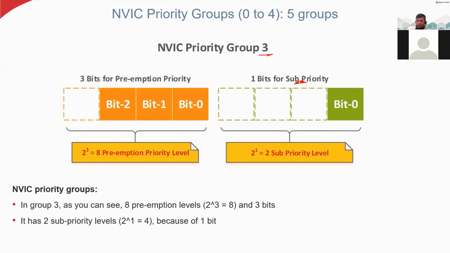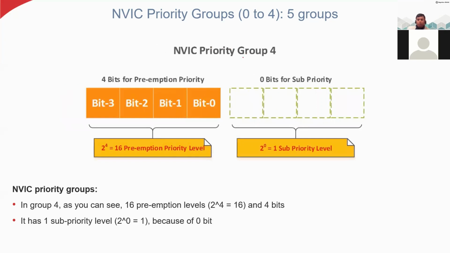So we have 2 sub priority levels, because this is just 1 bit, either it's going to be 0 or 1. So this is sub priority level 0 or sub priority level 1. Okay, so this is for group 3. And group 4, this preemption block has 4 bits, all the bits, and sub priority has no bits at all. So that is 0 bits. So now the level calculation is 2 to the power 4 is equal to 16.